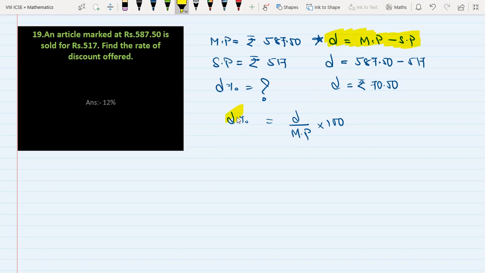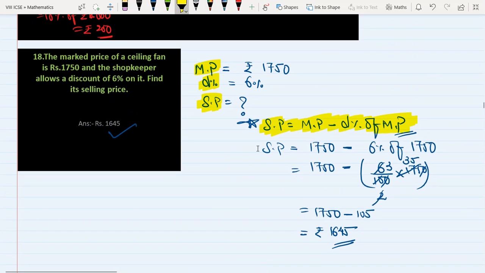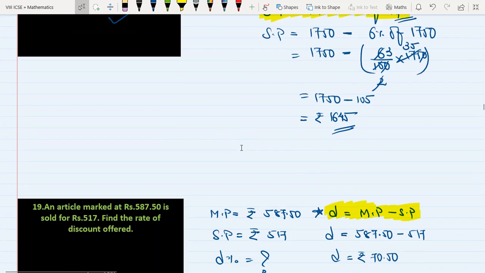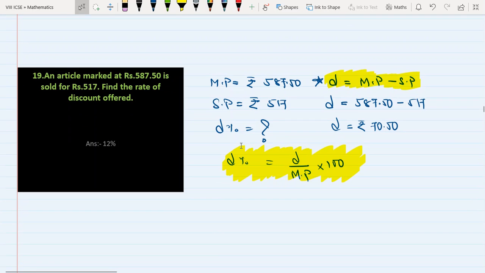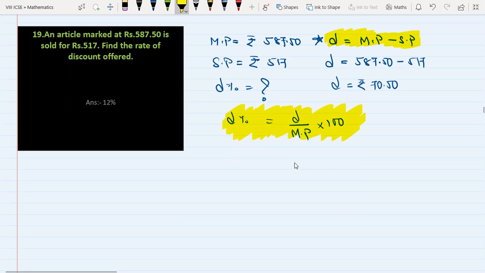Let's see if we get the correct answer with this formula, because I think that this is the correct formula. So I've given you 3 formulas till now. First was this, which related selling price, mark price and discount percent. Second is discount is equal to mark price minus selling price, and third is discount percent is equal to discount upon mark price into 100. Let's check whether we are getting the correct answer or not.